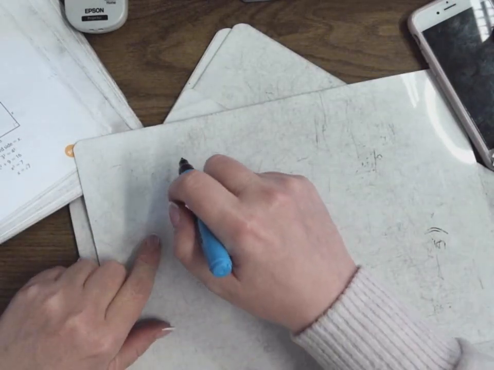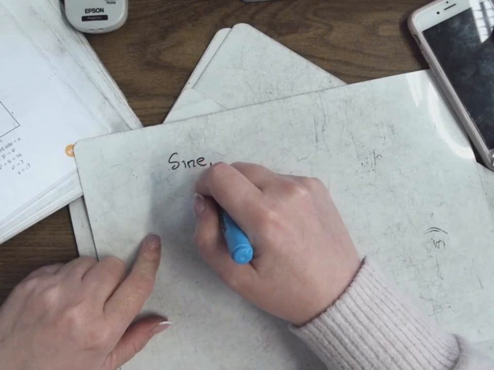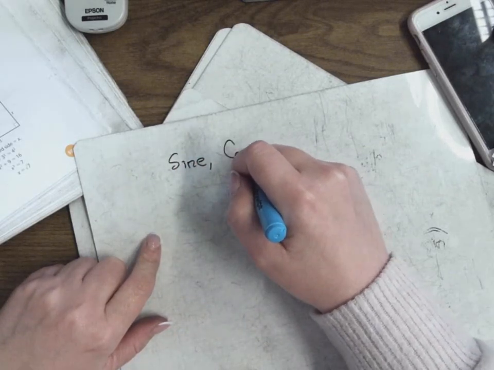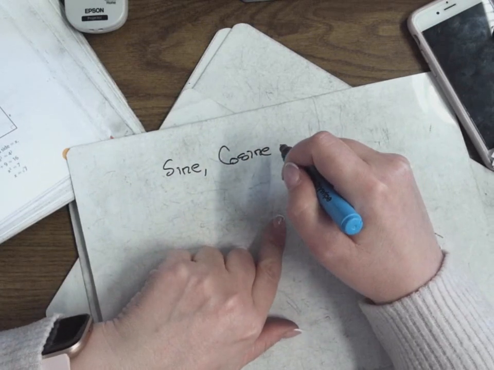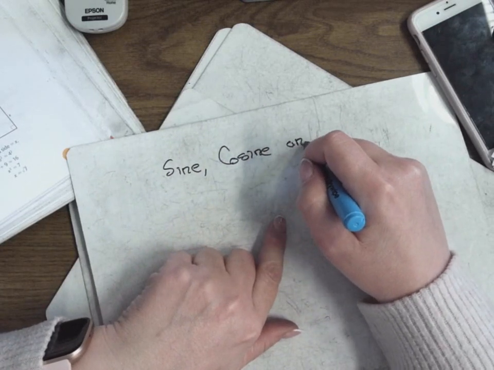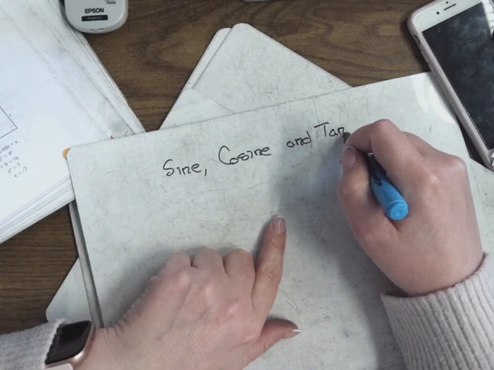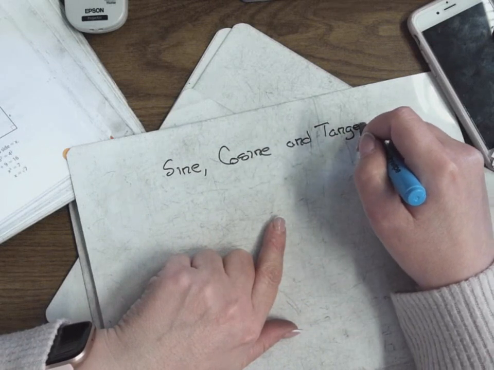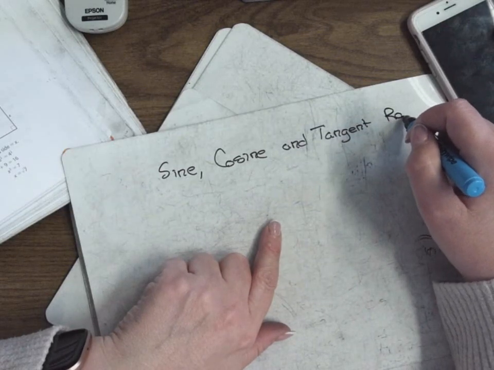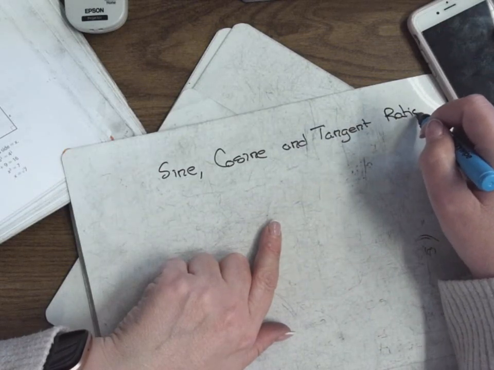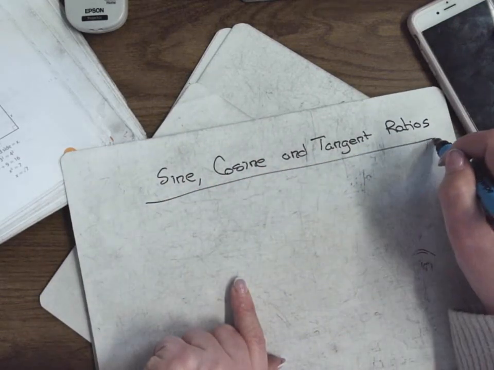So, we have sine. I'm going to give them their full titles in the heading. But after that, I'm going to call them sine, cos and tan, aren't I? Because that's too many letters to be writing. So sine, cos and tan ratios.